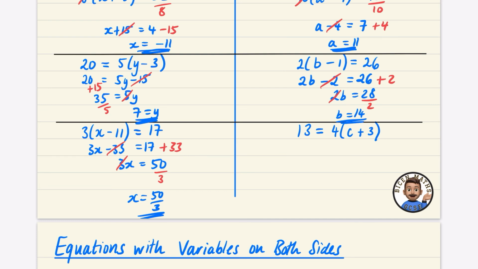Okay, I'm going to expand the brackets, so 13 equals 4c plus 12. Get rid of the 12 by doing take away 12. 13 take away 12 is 1, so 1 equals 4c, and I'll get rid of the 4 by dividing by 4. And 1 divided by 4 I'm just going to write as 1/4, so c is 1/4.